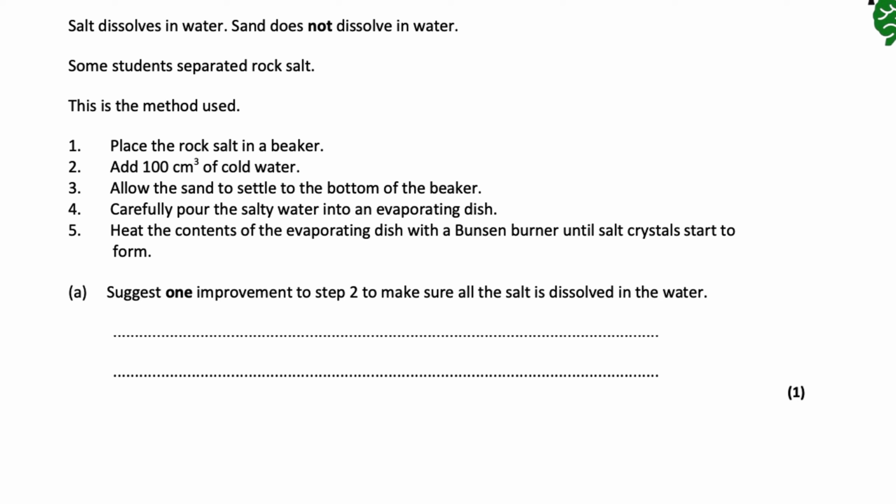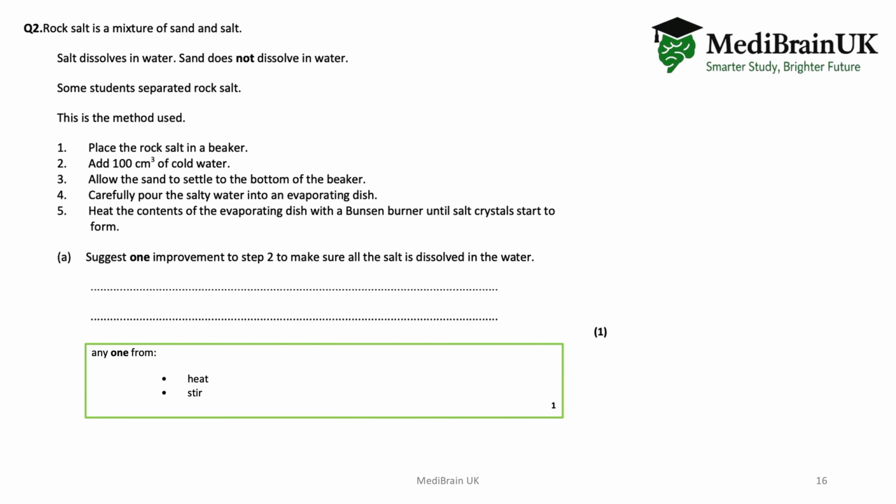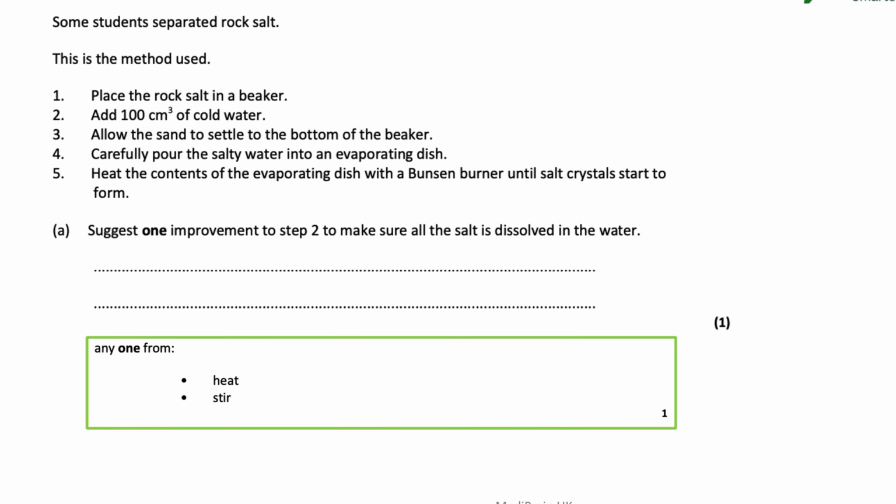It then says suggest one improvement to step 2 to make sure that all the salt has dissolved in the water. So we've got salt in a beaker and we've just added 100 centimeters cubed of cold water. Now, if you just add in a liquid to a solute, all of that solute is not going to dissolve straight away. You're going to have to stir it in order for it to dissolve. And that's the improvement that you're going to add to this method. You can stir it or you could heat it. If you heat it, it can also break the bonds, and that's what's going to make sure that the salt has dissolved in the water.